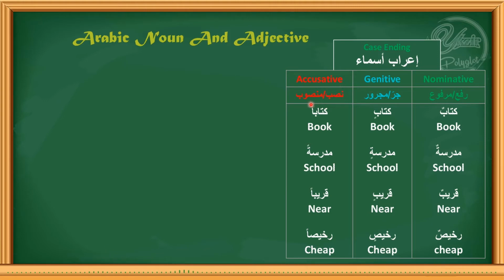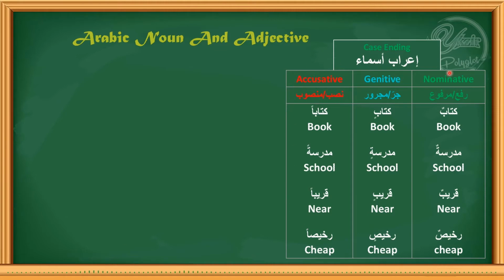And the third case is nasab or mansub. In English, we call it the accusative case. The accusative case functions extensively in Arabic to indicate the circumstances under which an action takes place. A word will have an accusative case if it functions as an object or when it is used as an adverbial expression of time, place, and manner.